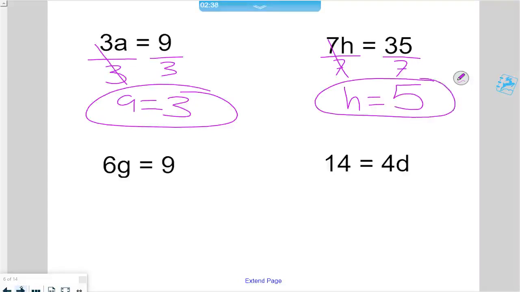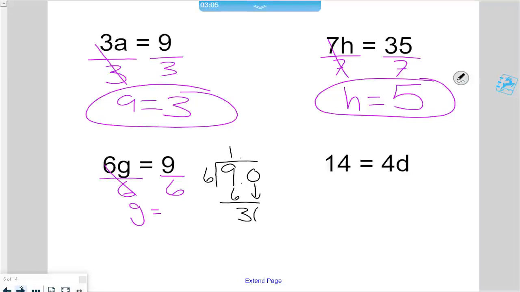So down here, we're going to have some that are not exactly going to divide evenly. So we're going to take 6g equals 9. We're going to divide by 6, which leaves us with g. And now we're going to take 9 divided by 6. So let's go. 9 divided by 6. Well, 6 goes into 9 one time. 1 times 6 is 6. I get a 3. I have to add my decimal and a 0. Gives me 30. 6 goes into 30 5 times. So g equals 1.5.